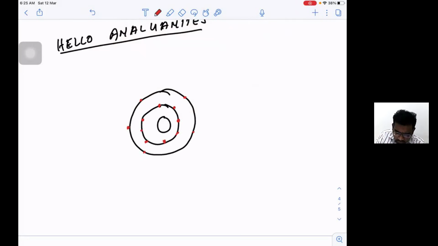Whenever an incident photon hits the atom, what is this incident photon? It's very simple. In the case of laser, it is light. Whenever a light hits an atom, we call that the incident photon.